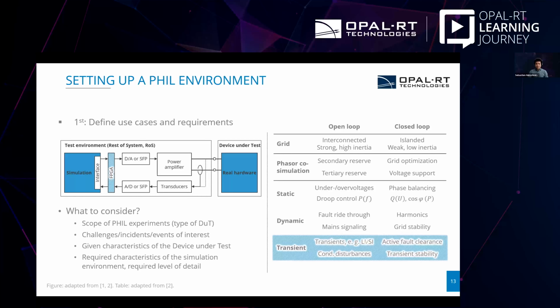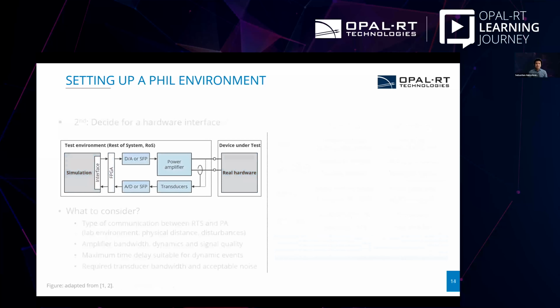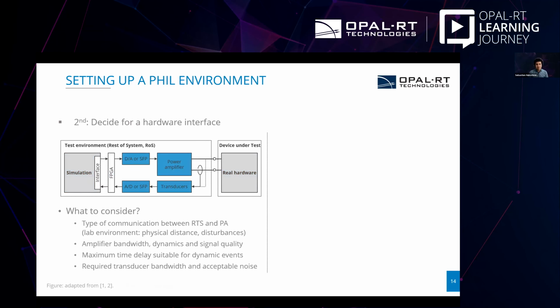After defining the use cases, the next step would be deciding for a hardware interface. Here we need to consider, first of all, the type of communication between our real-time simulator and the power amplifier. So basically, it depends on the lab environment, on the physical distance of our real-time simulator and the power amplifier, which disturbances do we have around.